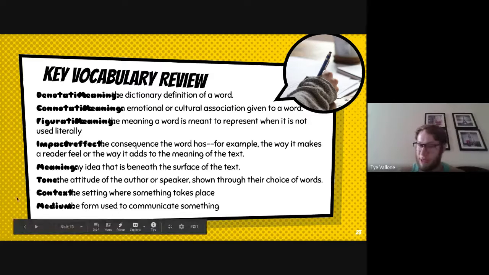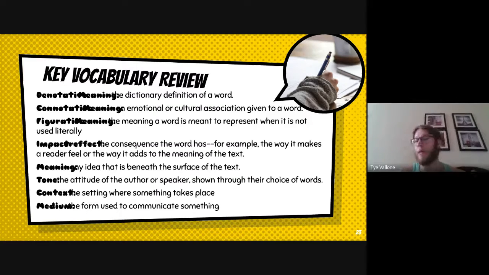And the medium is the form used to communicate something. We might use certain words when we write a blog post that we wouldn't use when we write a newspaper article. Or when you text, you type a certain way. You abbreviate a lot of words. When you write an essay, it has to be a little bit more formal. So that's how word choice comes into play there.